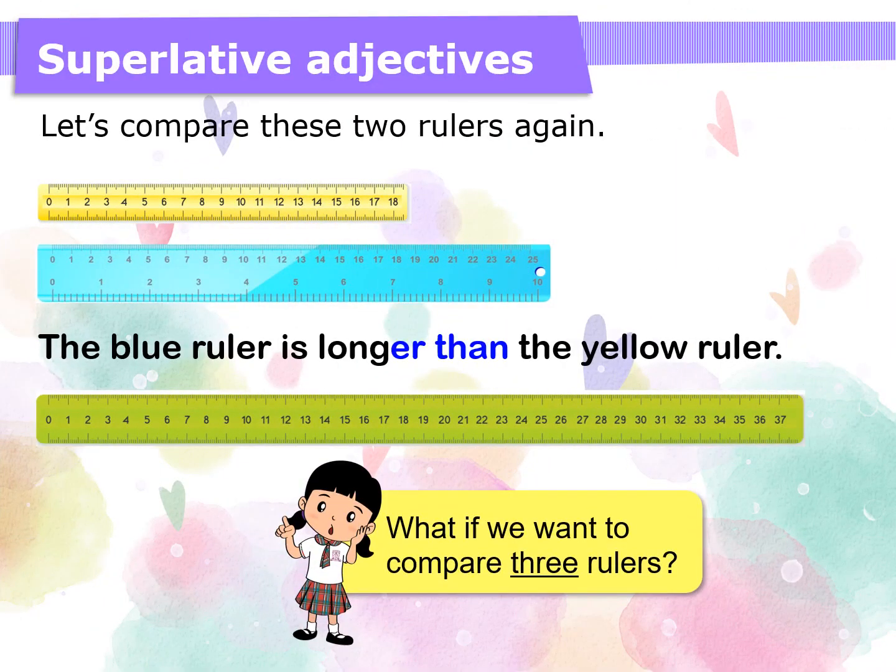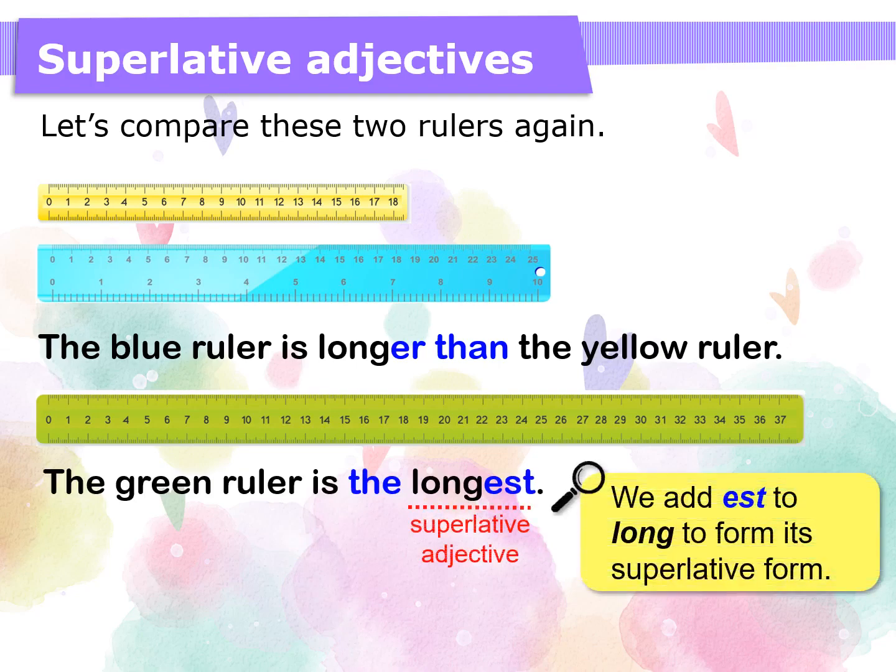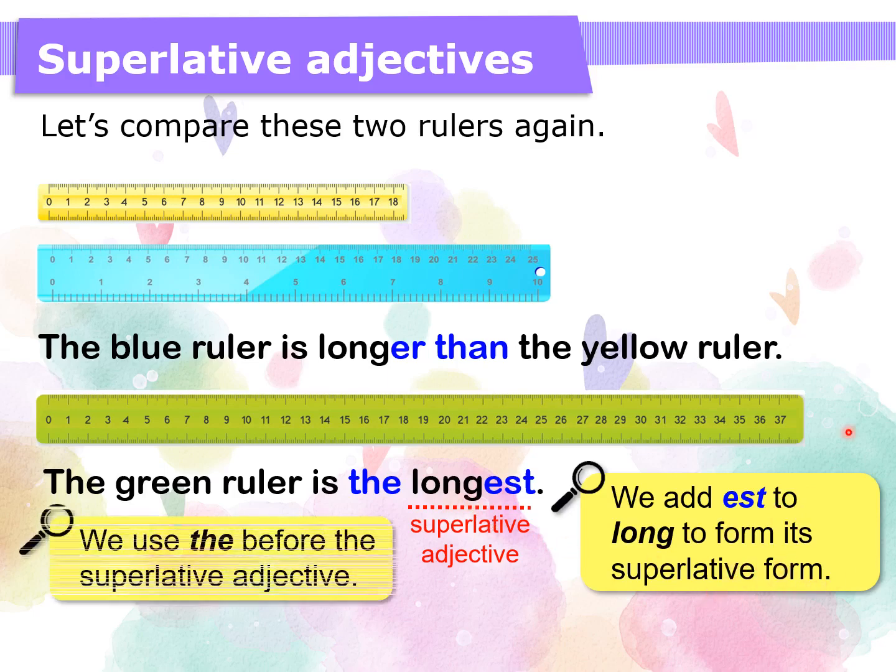What if we want to compare three rulers? The green ruler is the longest. We add est to the adjective long to form its superlative form. Remember, we need to use the before the superlative adjective.